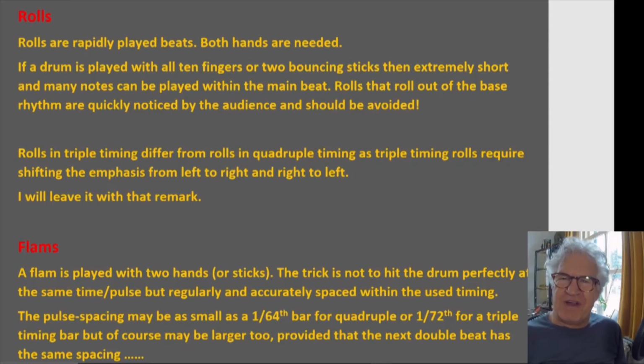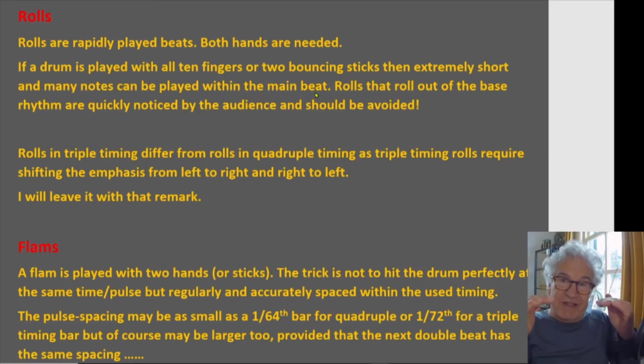Okay, now that you have the tools to train polyrhythmic rhythms, let's finish this with some other terminology. Rolls. Rolls are rapidly played beats. Both hands are needed. If a drum is played with all 10 fingers or two bouncing sticks, then extremely short and many notes can be played within the main beat.